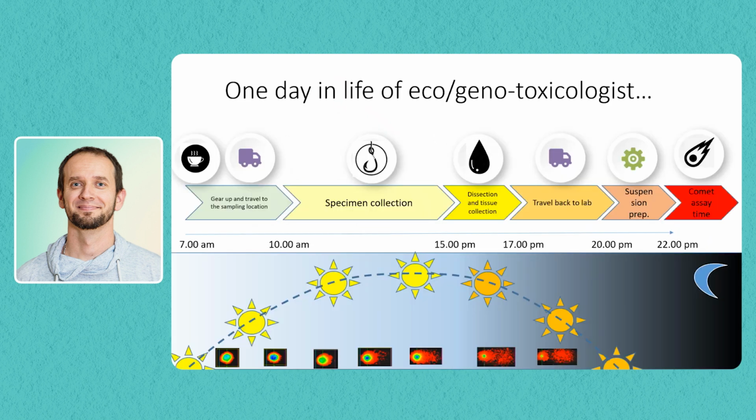So how can one day in the life of an ecogenotoxicologist look like? When we have these kinds of experiments in the field, usually we meet at 7 o'clock, we have morning coffee, we gear up, and we travel to the location. It can last up to 3 hours if we are doing research in Serbia, so still it's morning. Then we should do sample collection.